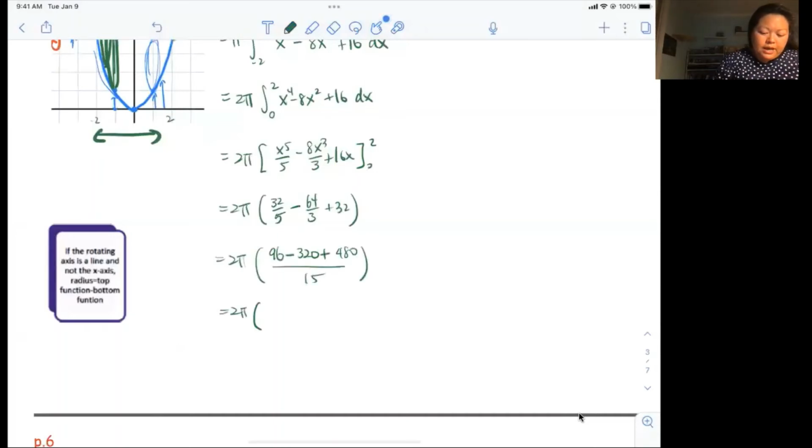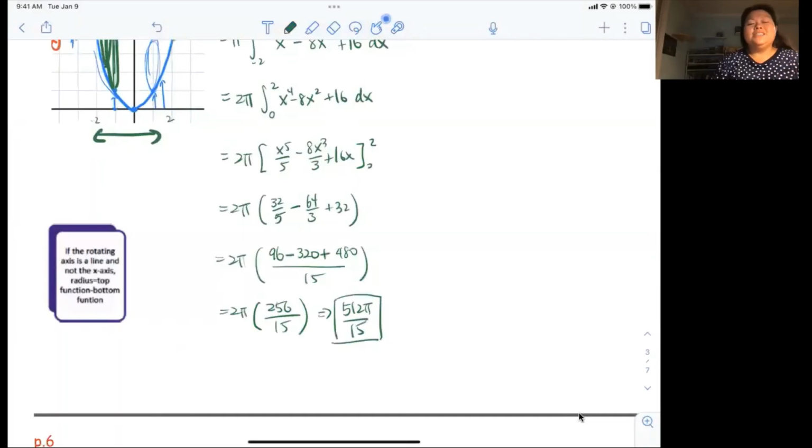So we get 2 pi. Okay, 480 minus 320 is 160. 160 plus 96 is 256 over 15. So I get a really nice answer of 512 pi over 15. Yes, I use nice very loosely. So we're starting to get these really nasty big fractions.